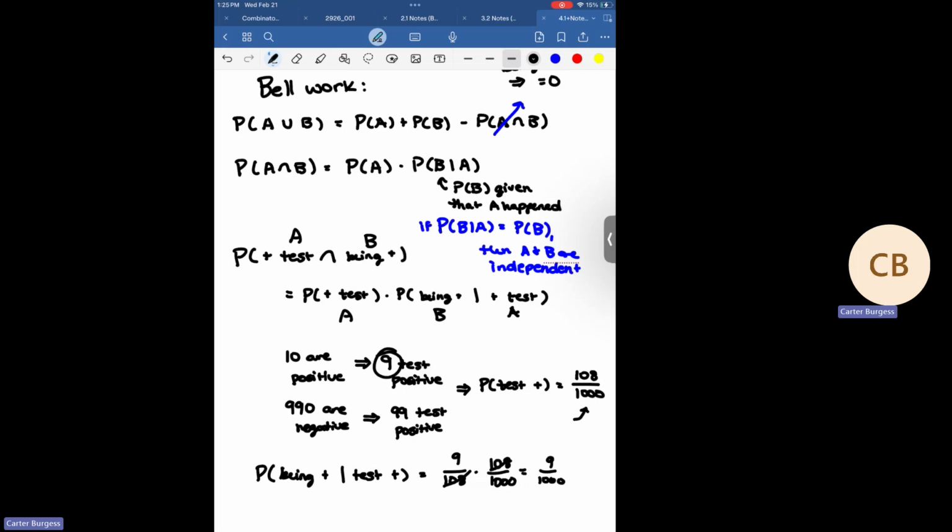So a little bit of a weird, confounding thing. We have this incredibly accurate test, but because the condition is rare enough, you're a lot more likely to be a false positive, even though this test is super accurate, than you are to be a true positive, which is just kind of fascinating.